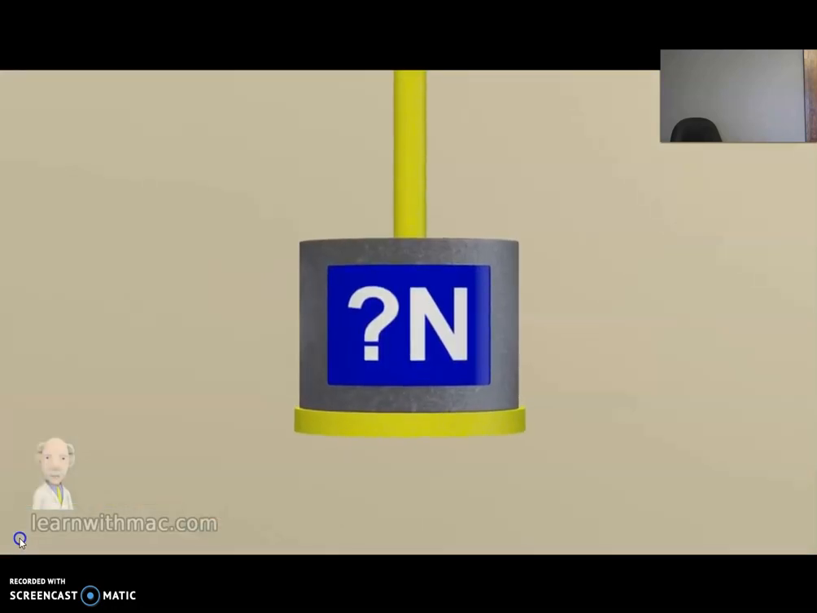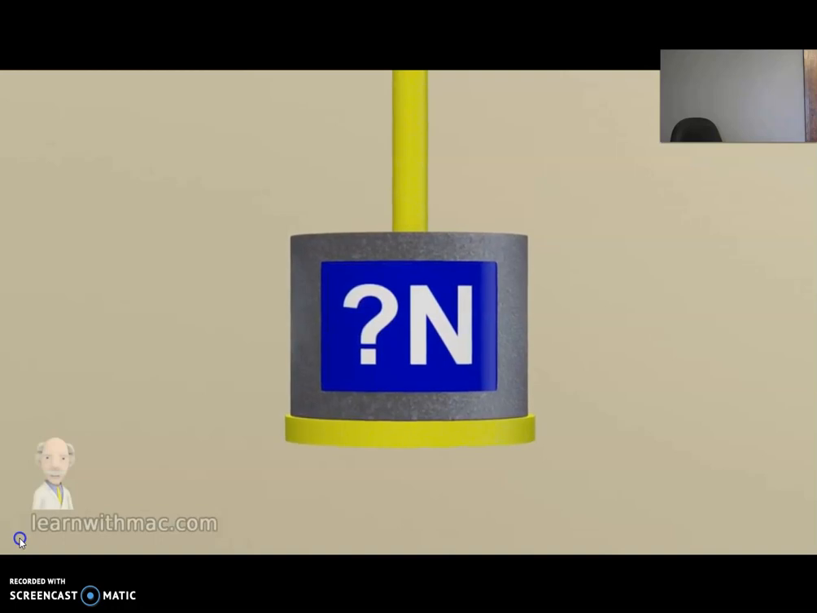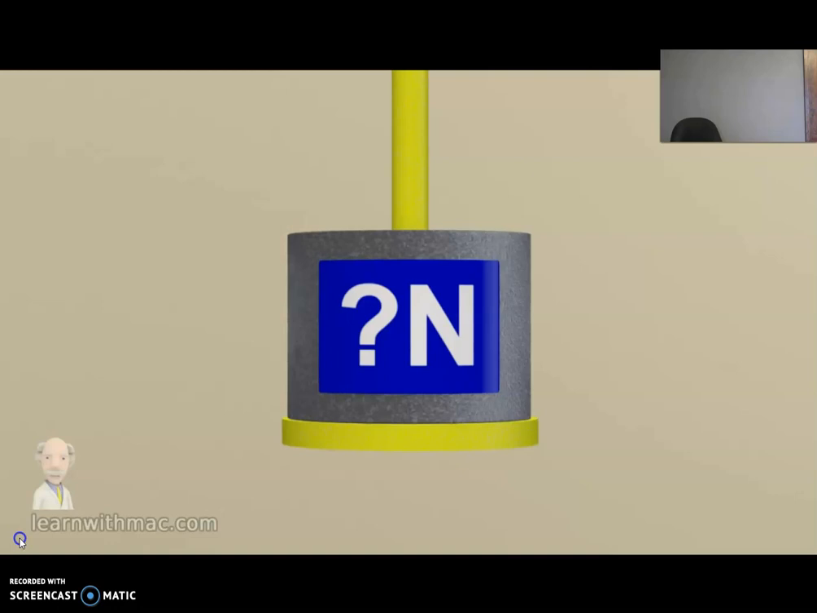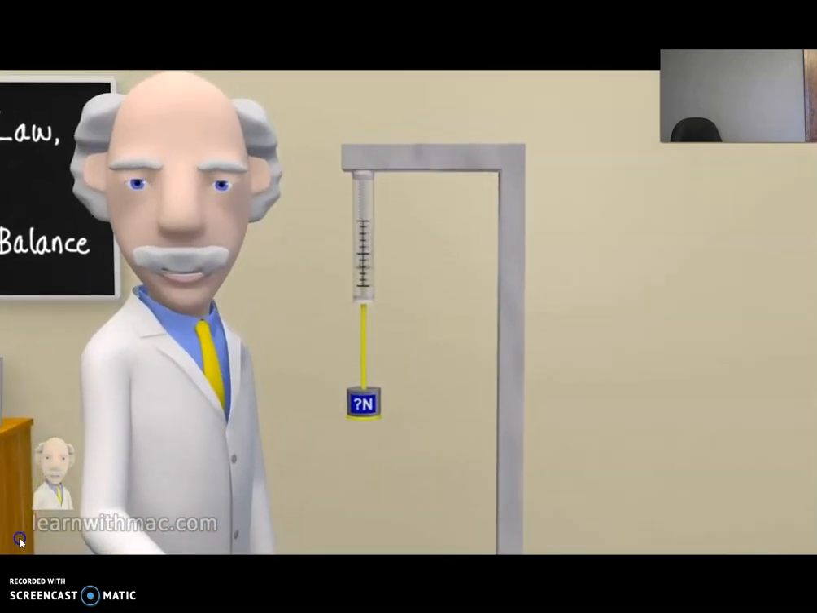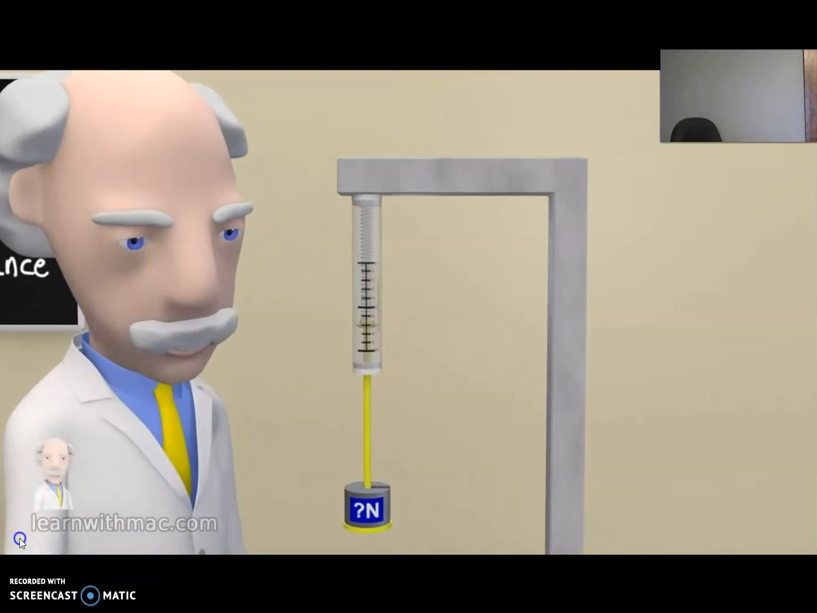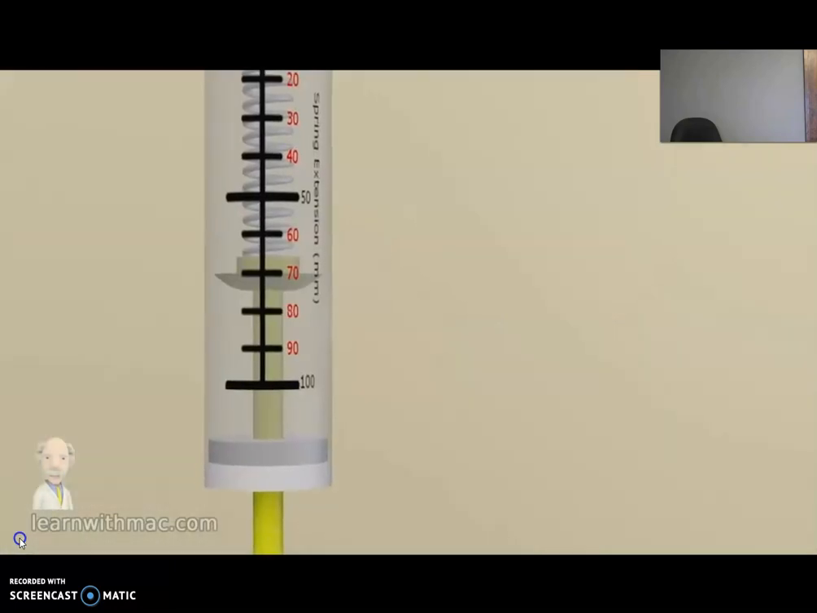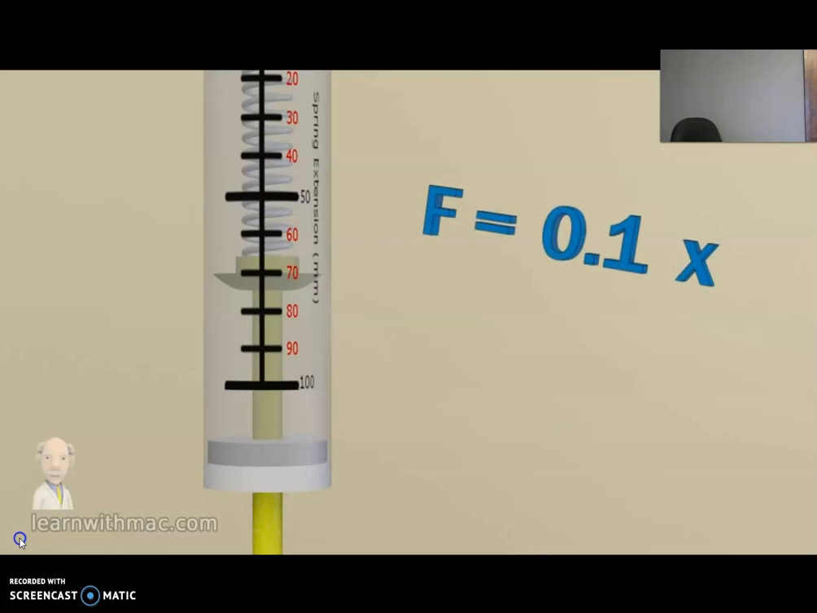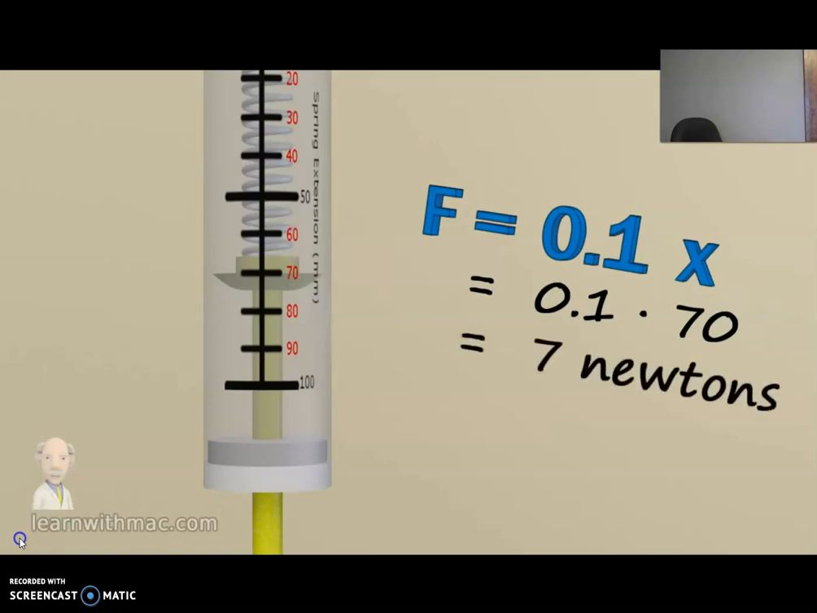You can see in the spring balance we have an object of unknown weight. The object applies a force to the spring balance due to its weight. So let's use Hooke's law to see if we can predict the weight of the object. The spring balance shows the extension of the spring is 70 millimeters. So using Hooke's law for our spring balance, we predict that the force applied, which is the weight of the object, is 0.1 times 70 millimeters, which gives a force of 7 newtons.